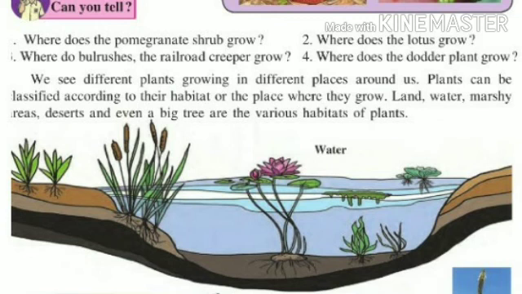I know you must be knowing the answer. Let me tell you. Lotus is an aquatic plant and it is seen submerged in the water. Its roots are underwater while leaves float on the water surface.